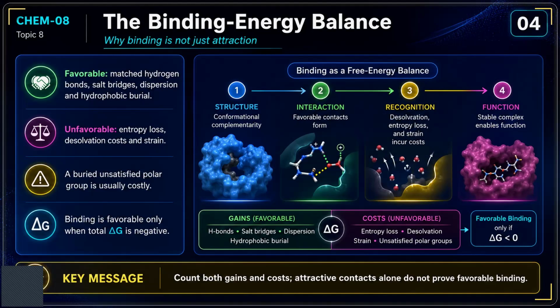And if there's an unsatisfied polar group, it's going to be costly, so it won't occur. And binding is favorable when the total Gibbs enthalpy is negative. So basically, the three-dimensional structure and the energetics work hand in hand. Otherwise, no.